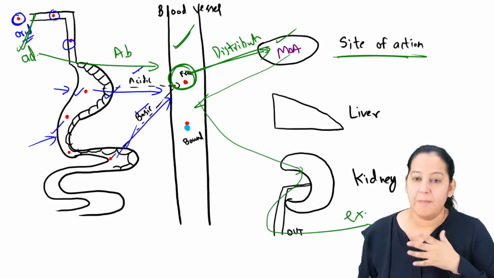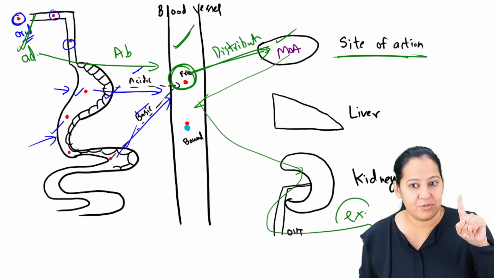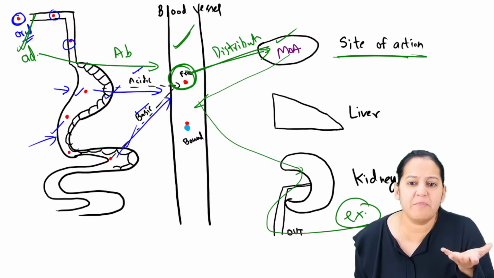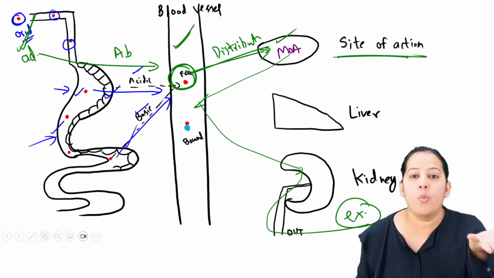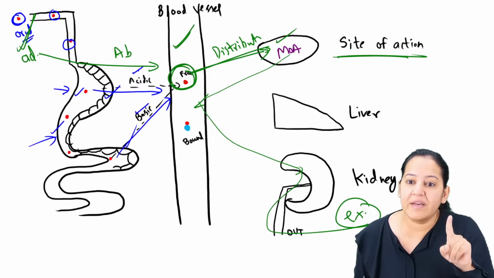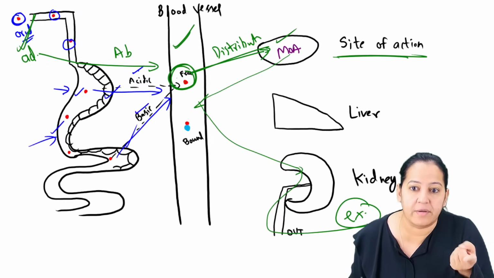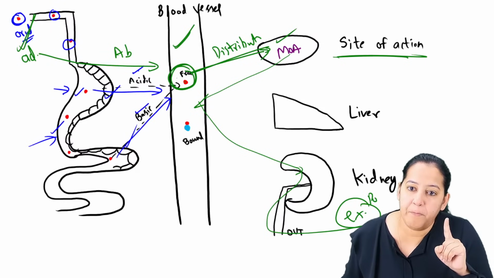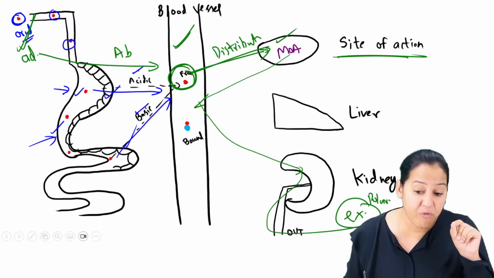I am assuming that, but there is a problem. The last step is excretion, but excretion cannot happen directly. You will say, ma'am, what is the problem in excretion? Let's excrete it. The problem is that urine is water. It's liquid. So only polar drugs will be excreted. Polar means water soluble.